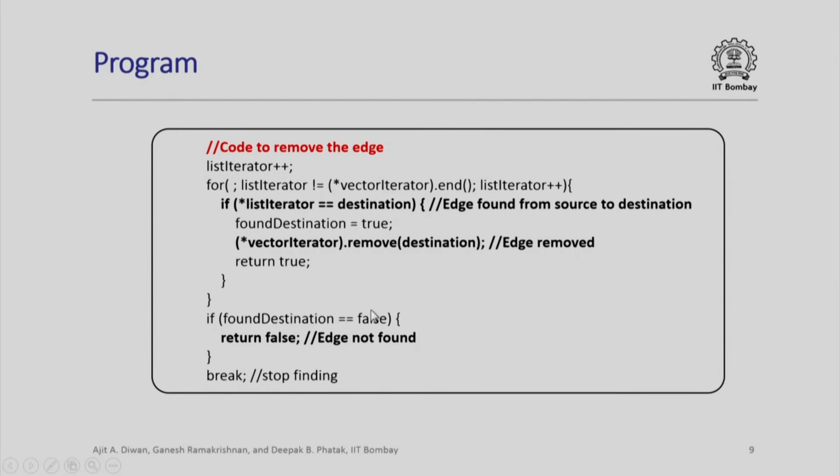You will recall the last time the only statement we had was vector iterator dot remove destination, because we presumed that when we find the destination that is to be removed, we were sure that we will find a destination. But now we are not so sure, so we will iterate, and when we iterate through this particular list, if there is a destination, we have found the edge from source to destination, we set found destination to be true and remove the edge and return true. But if found destination is false, that means somebody was trying to remove an edge which did not exist. That is why this function will return false, because the edge is not found.